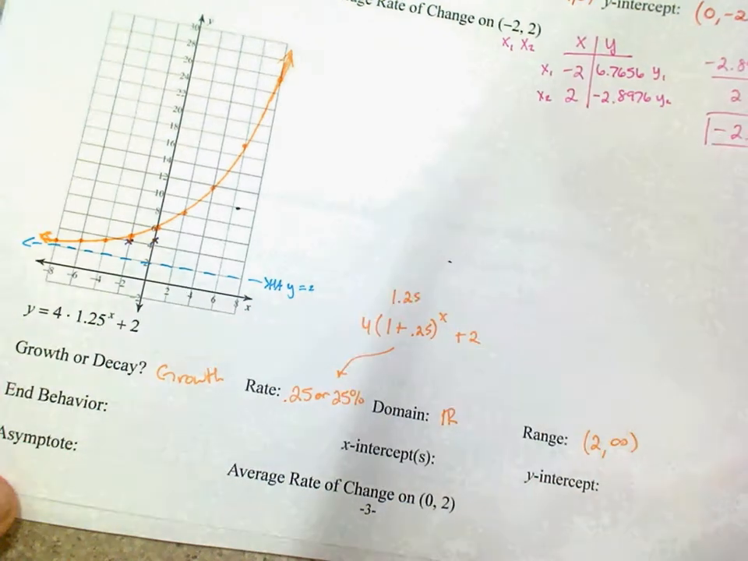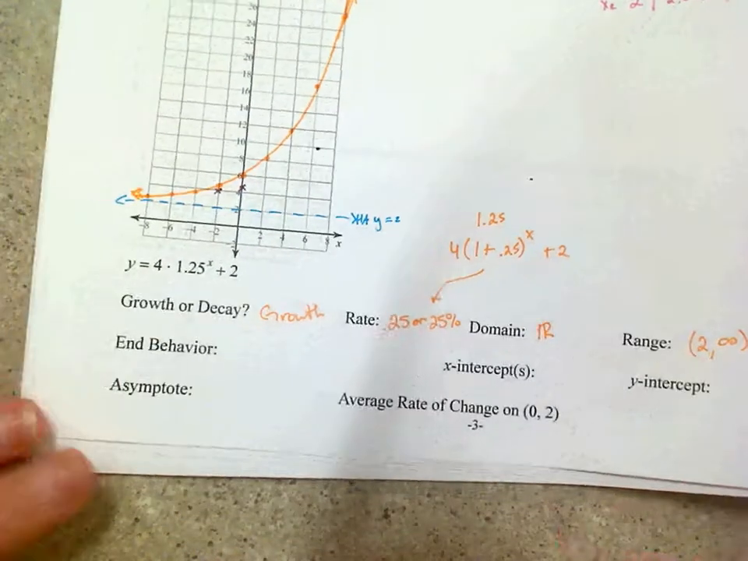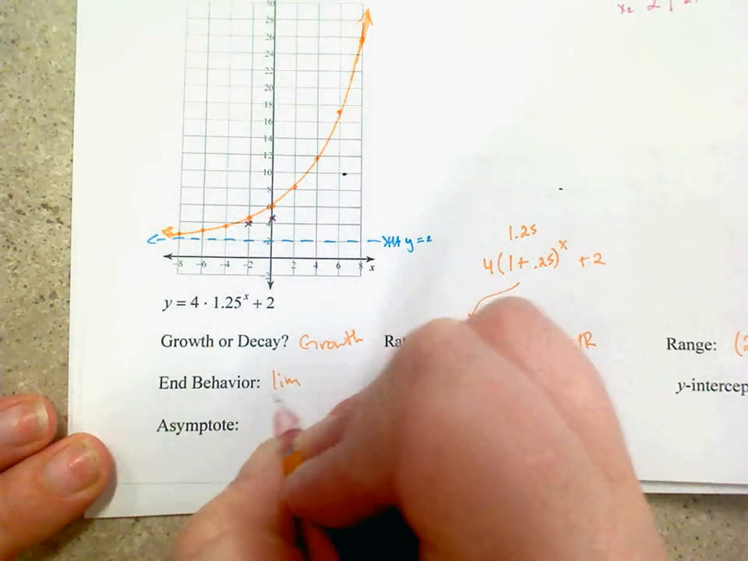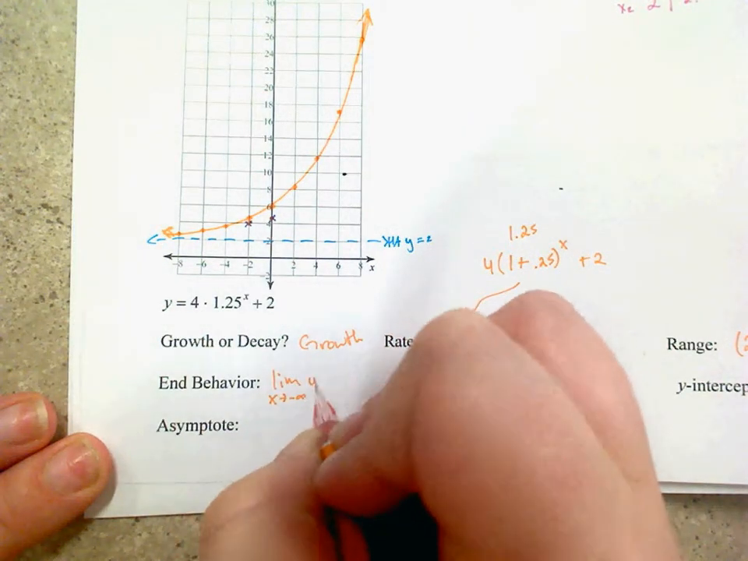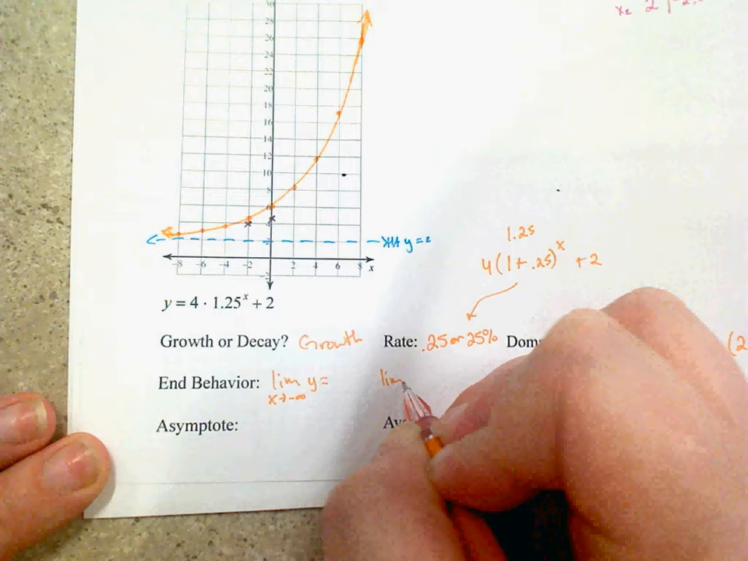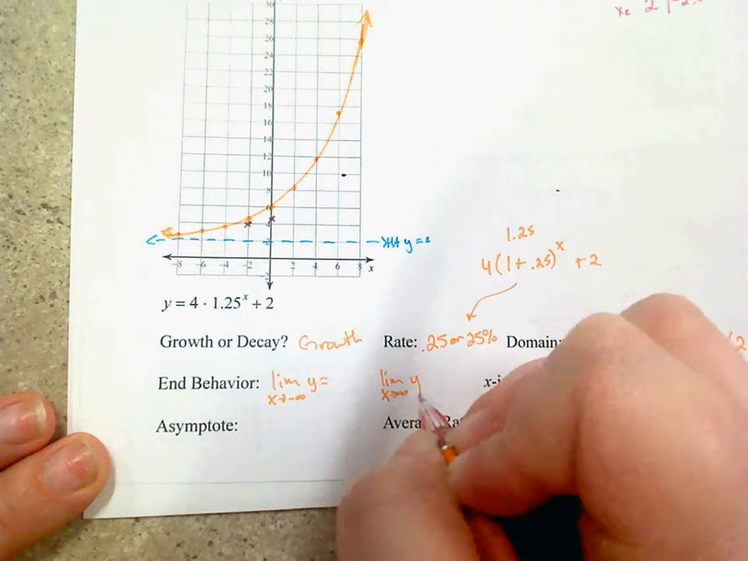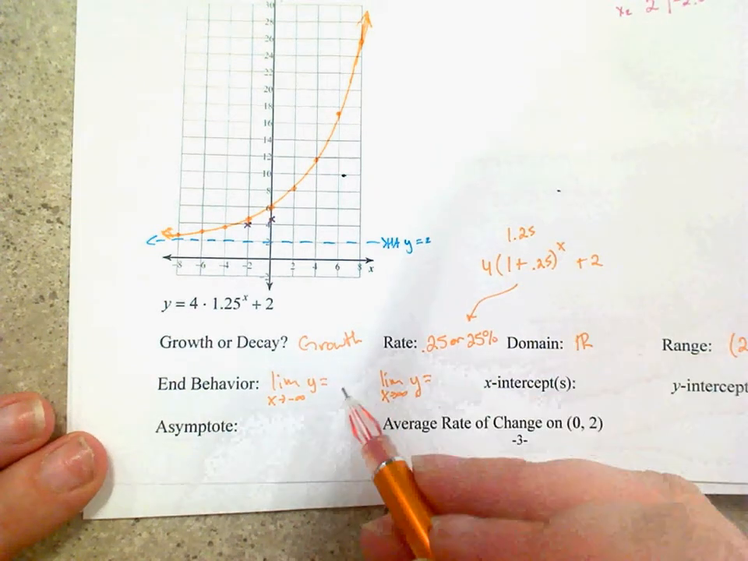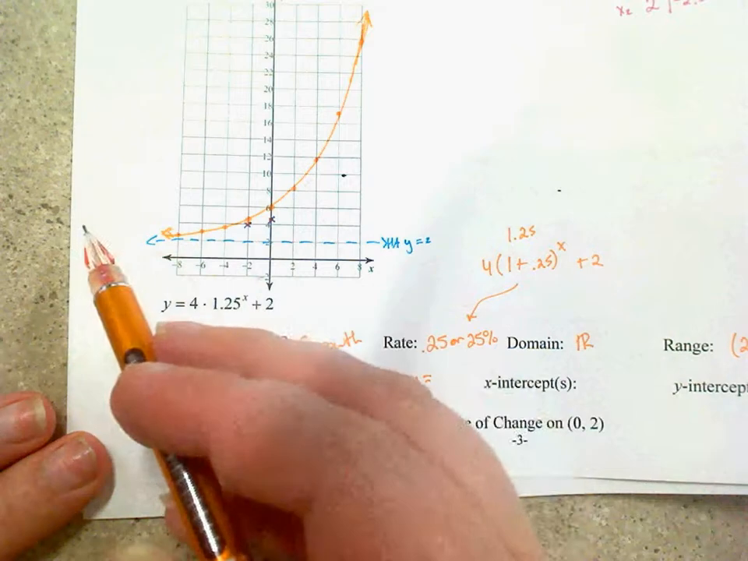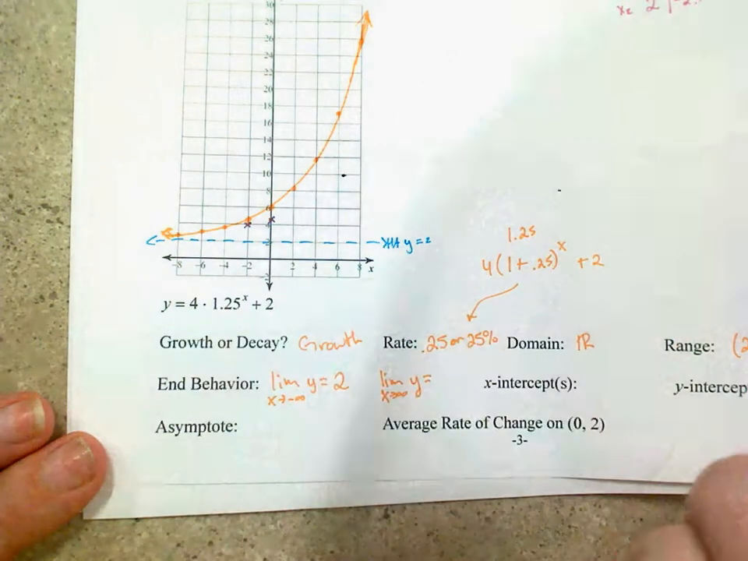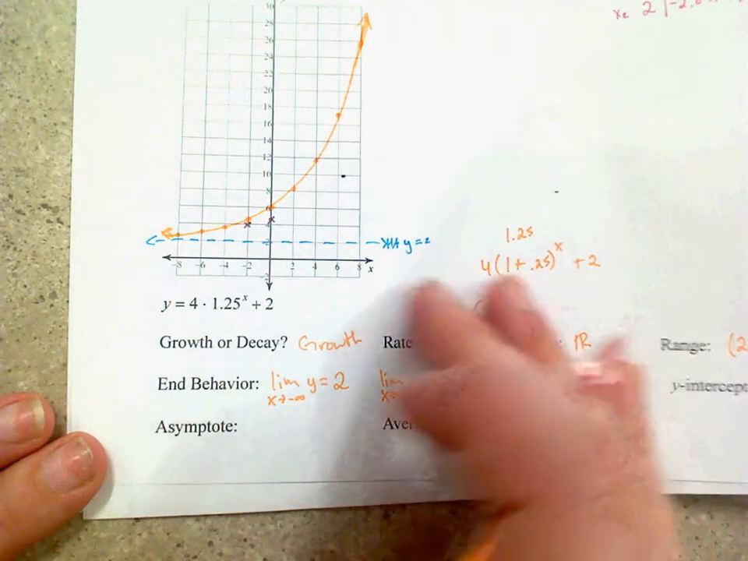End behavior: the limit as x approaches negative infinity, and the limit as x approaches positive infinity. So when x goes to the left, where's the function going? It's getting closer and closer to 2. When x goes to the right, where's the function going? It's going up to infinity.